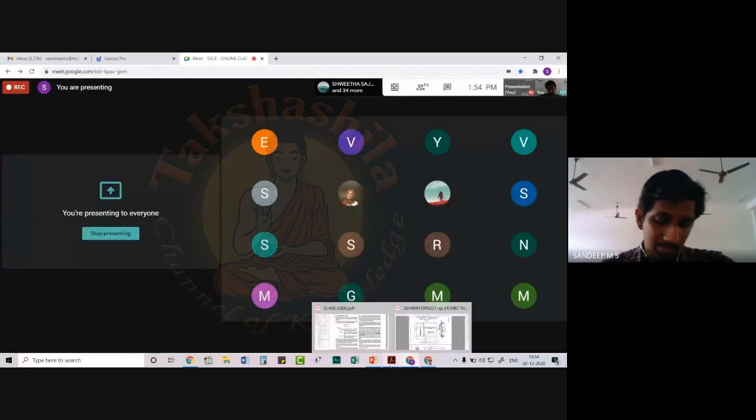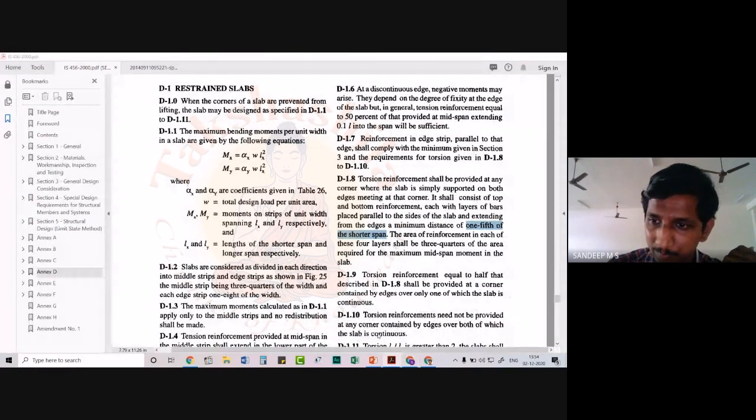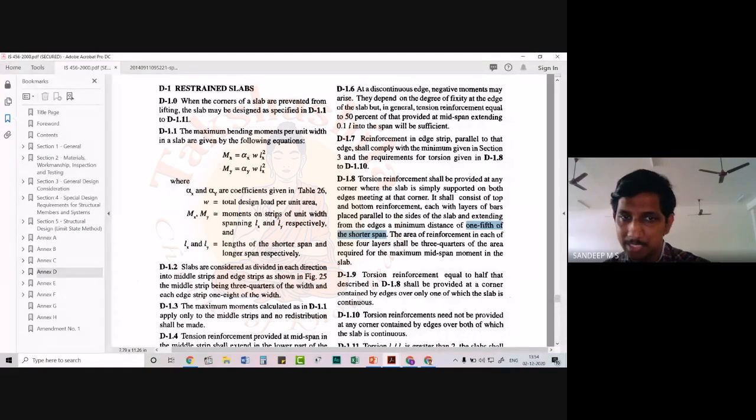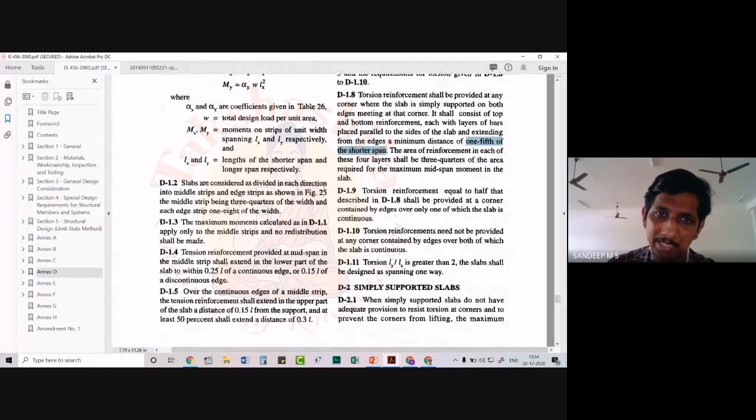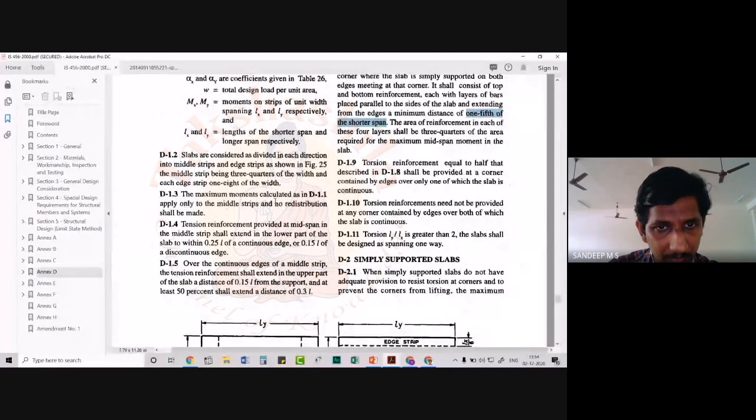Okay, so I will just add a few more points which are discussed in your code. So if you come back here, in the restrained slab, we have seen these clauses. These are defining how to calculate the value of MX and MY. Then below that, slabs are considered as, this also we have explained.